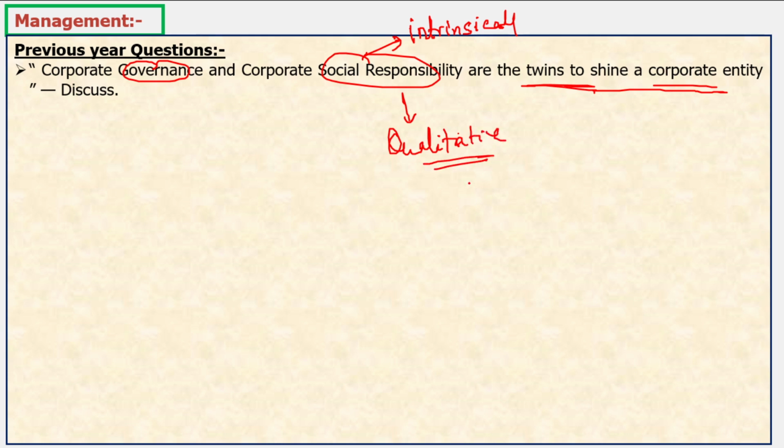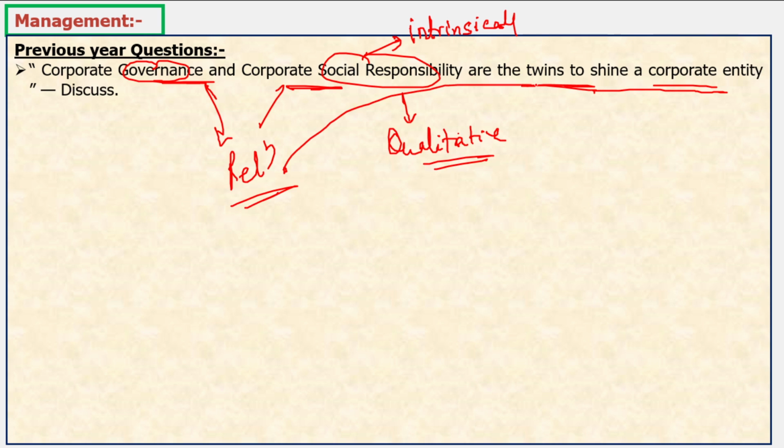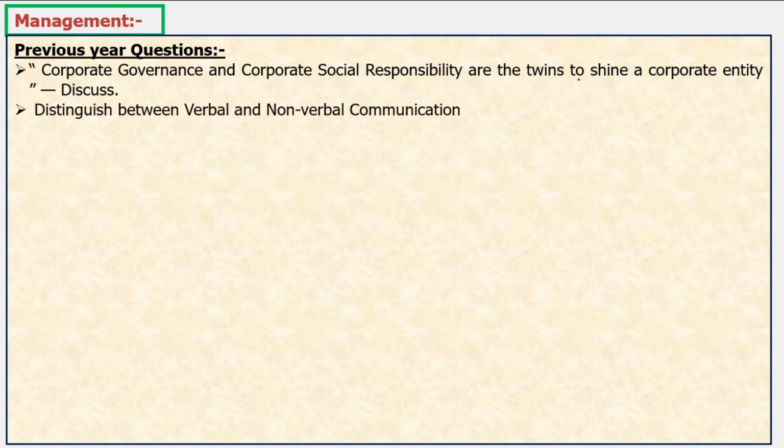This question is qualitative in nature, meaning that your concepts would be required to draw a relationship between the two, and at the end you would need to conclude whether you agree they are twins to a corporate entity or not. Okay, so qualitative questions.